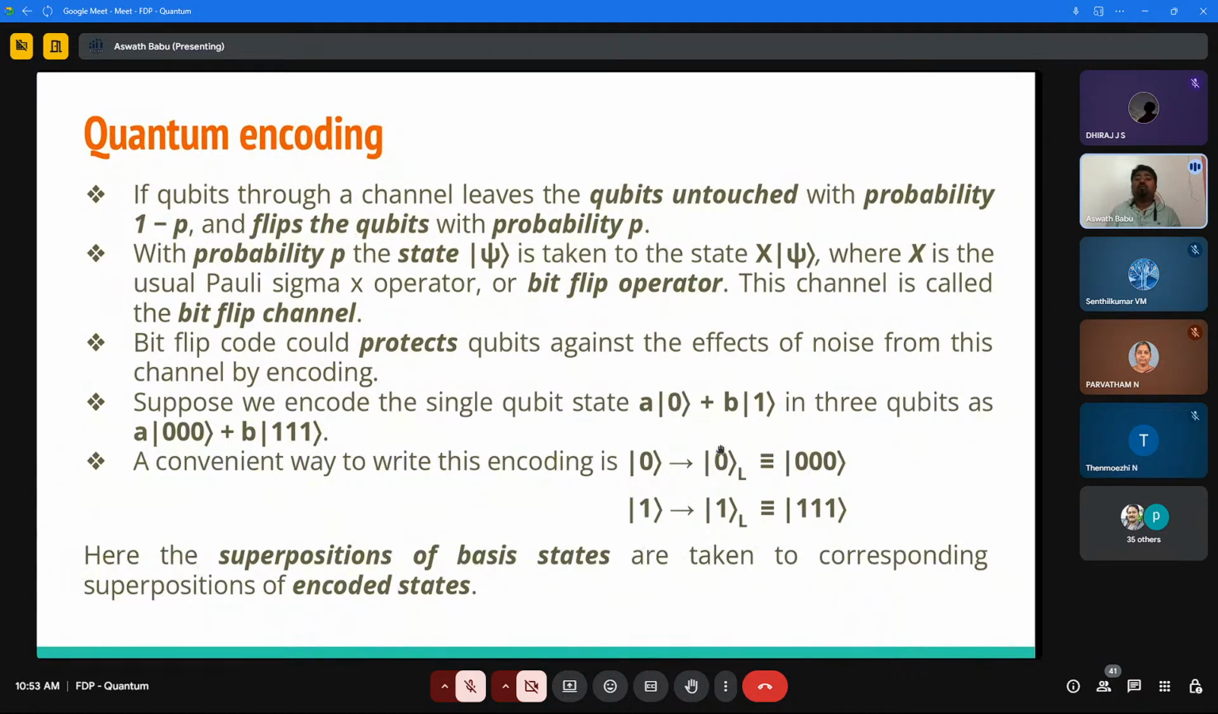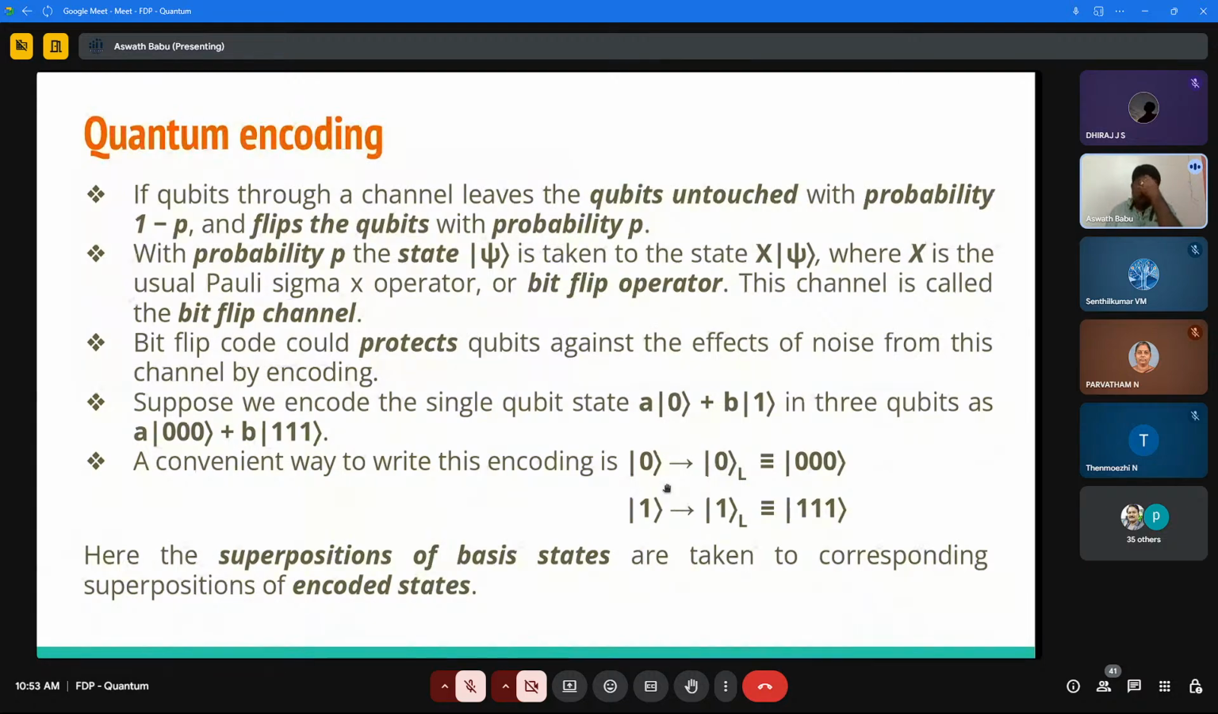Earlier, my superposition was defined on a computational basis of 0 and 1. It is just a 2-qubit system, and the basis is just 0 and 1. Now, my information is actually lying on a 3-qubit system.